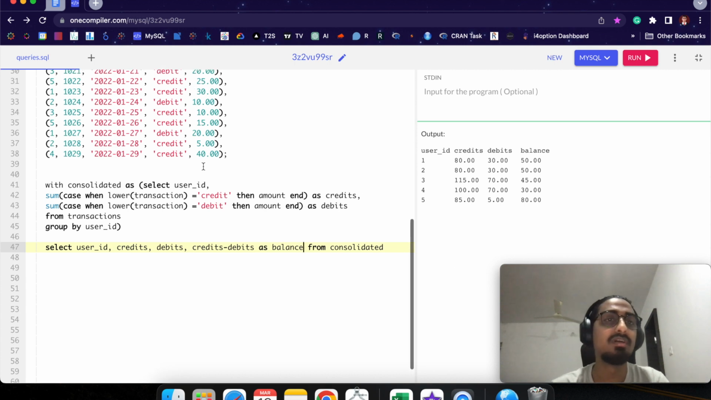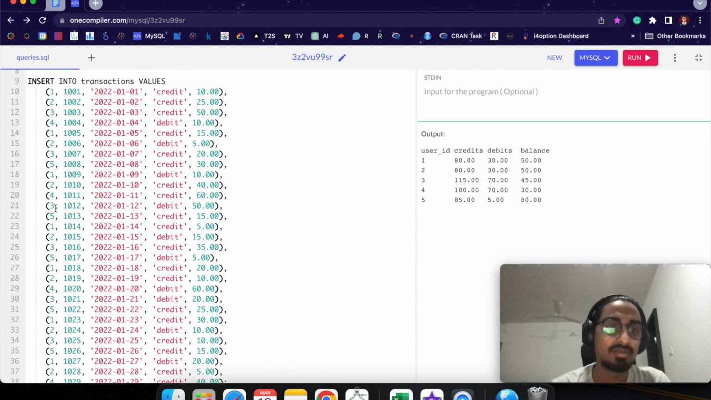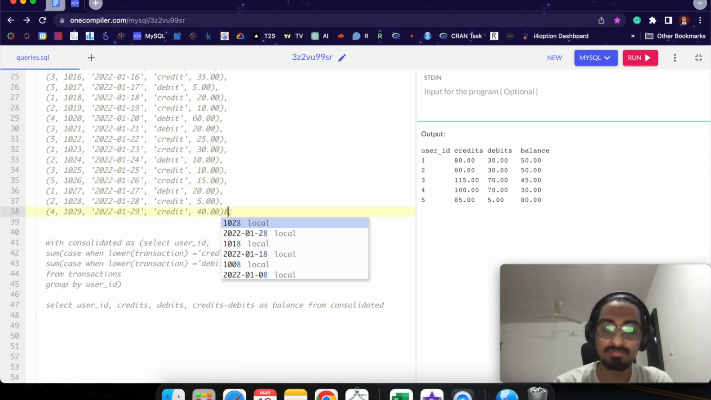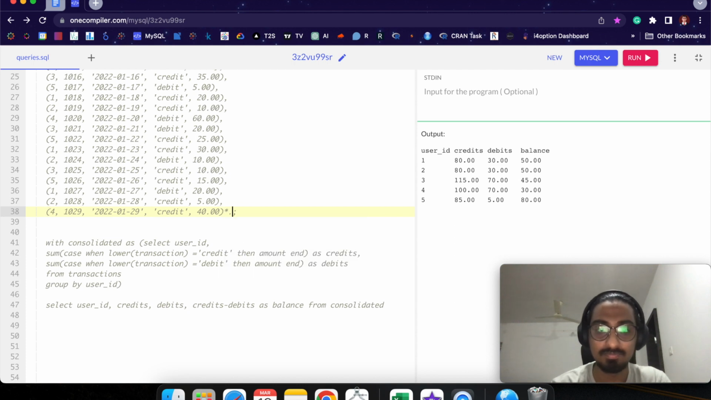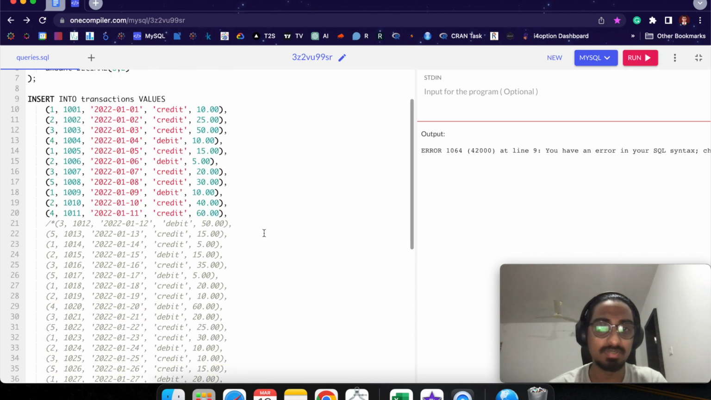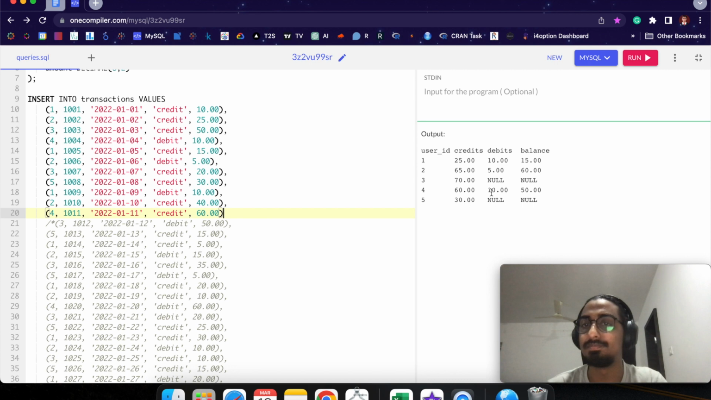But say for example, I have another case here. Say I comment a part of it, and run this once again. So here credits we have an output, but debits have a value as null. So when the balance column takes the difference between the two, it's null because this is an integer and there's a null value and you cannot take a difference of this. And thus it's a null output and this is incorrect. So what do we do?